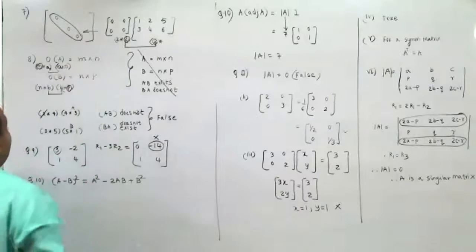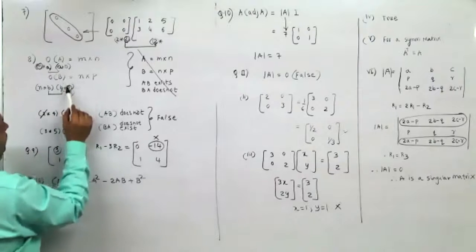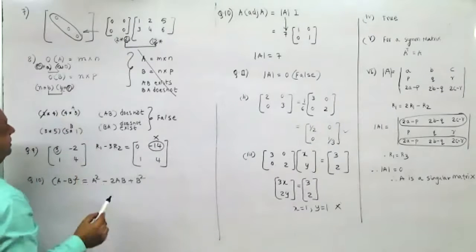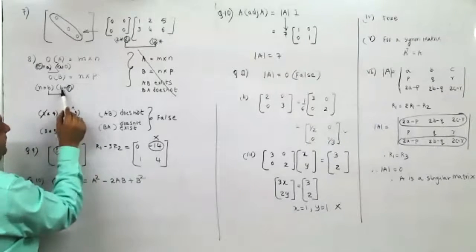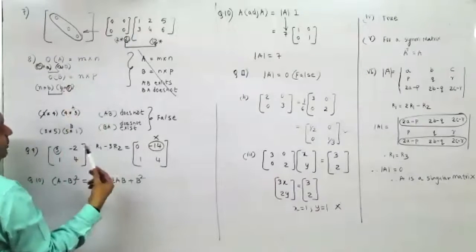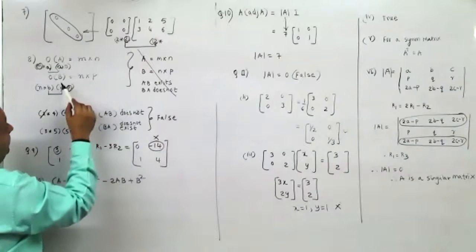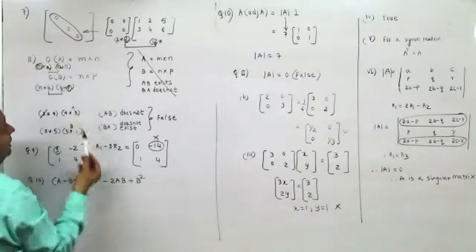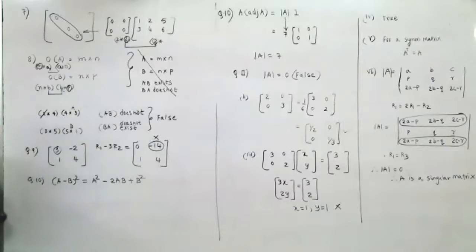Yes, sir, that I understood. But how do we get a multiplication of AB and BA? Because AB would be M by N into N by P. Now, if N and N are not equal, they cannot be multiplied. So they haven't mentioned anything about A and B that they are equal. They only said that M is not equal to P.